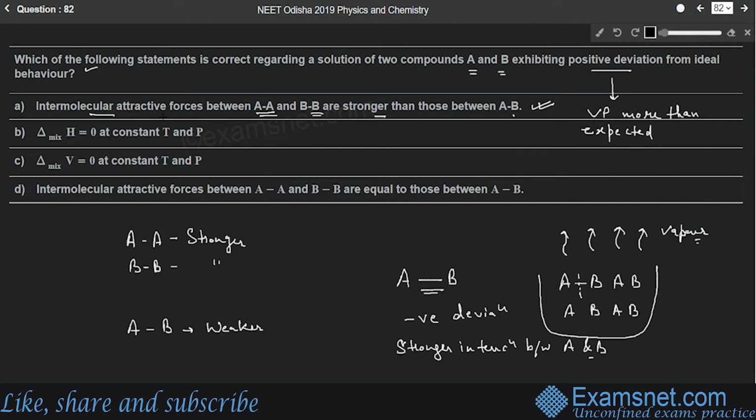The second option is enthalpy of mixing is 0 at constant temperature and pressure. This is wrong, because for positive deviation it will be positive. Okay, enthalpy of mixing will be more than 0, and the volume of mixing will also be positive. Okay, and on the other hand, in case of negative deviation, it will be negative. So I hope you understood this.